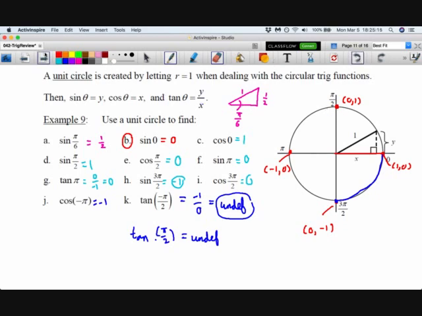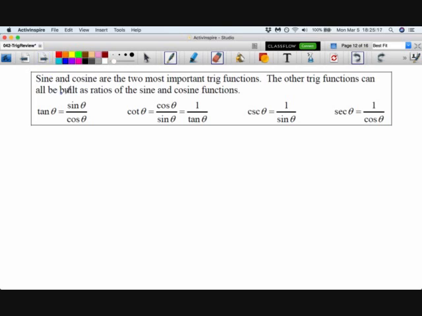Let's go a little further. Sine and cosine are the two most important trig functions. If you can memorize just sine and cosine, you get all the other ones. You can verify this. If we have opposite over hypotenuse divided by adjacent over hypotenuse, keep, change, flip.